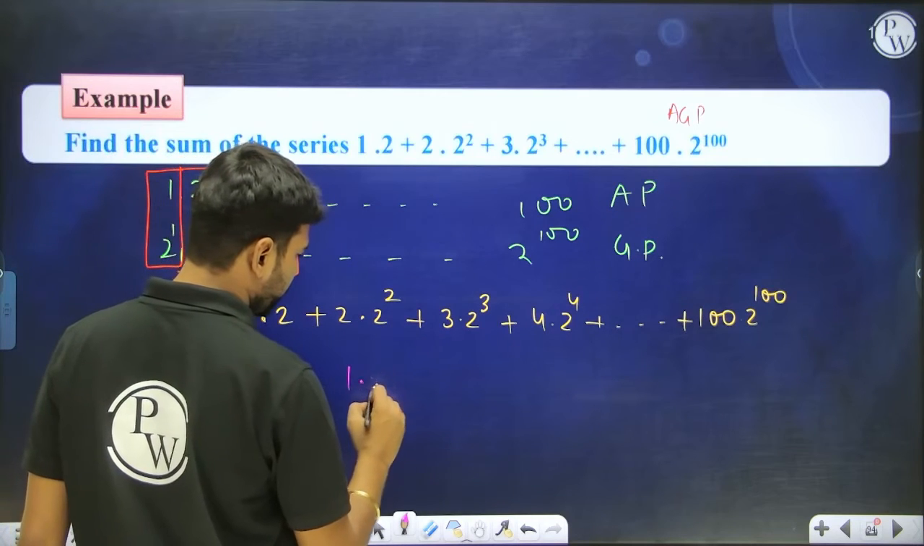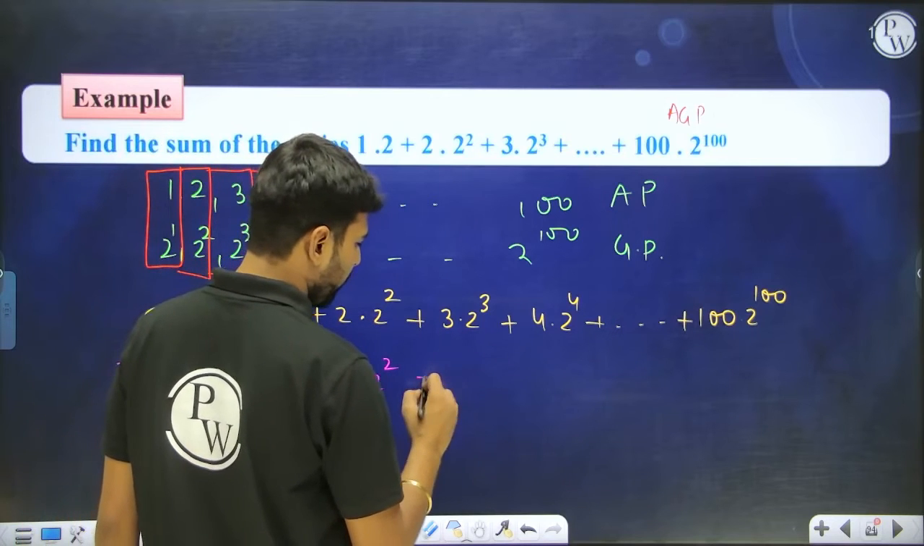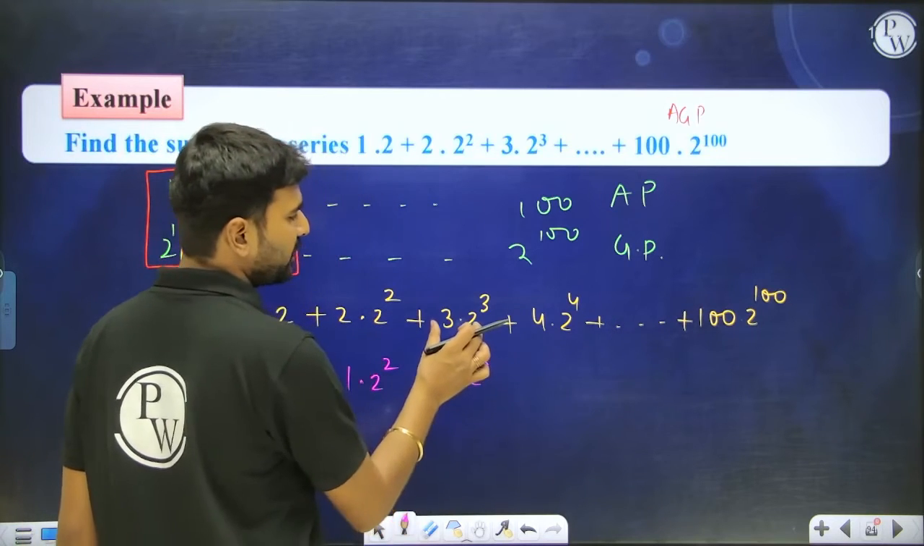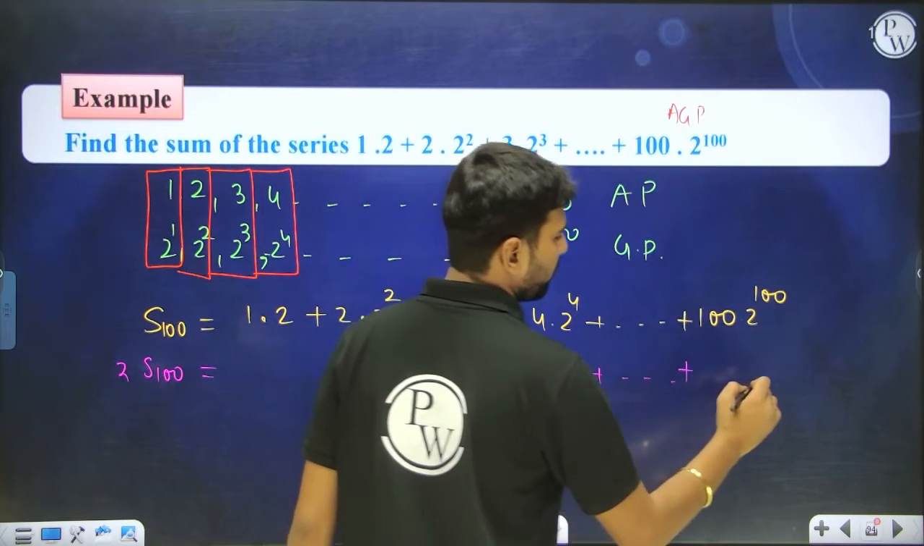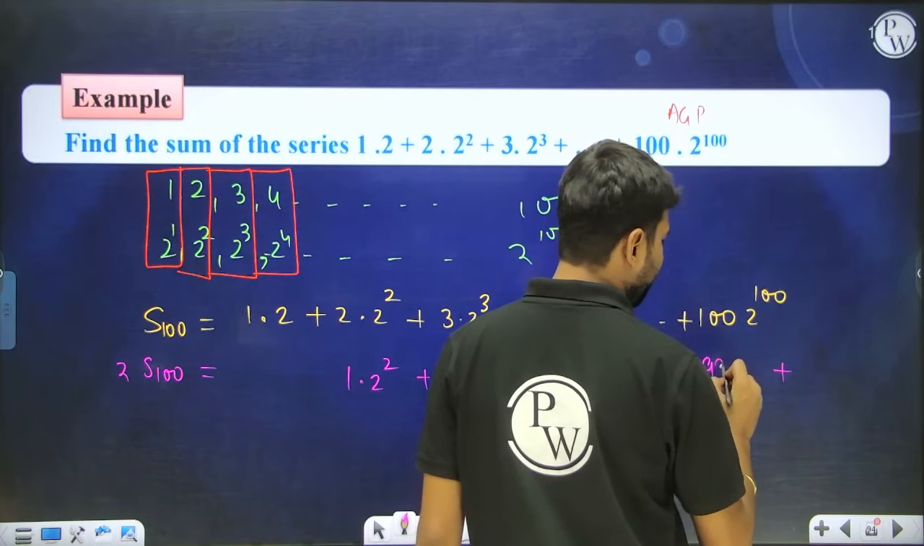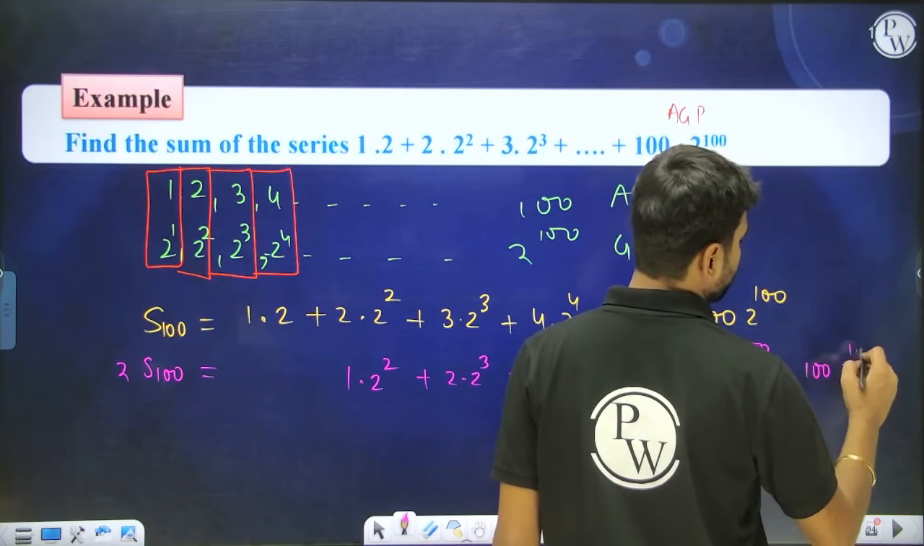So we're going to get 1 into 2 square. If you multiply this with 2, we're going to get 2 into 2 cube, so we are writing it over here. If you multiply this by 2, we're going to get 3 into 2 to the power 4 and so on. Somewhere here also some term will come, 99 into 2 to the power 100, and over here also 100 into 2 to the power 101 will come.